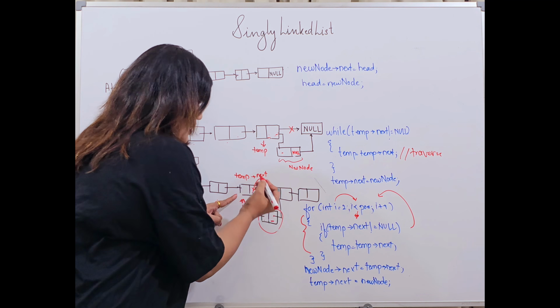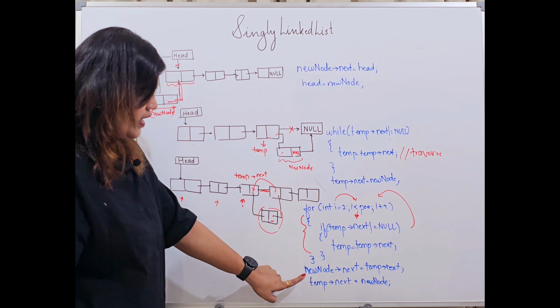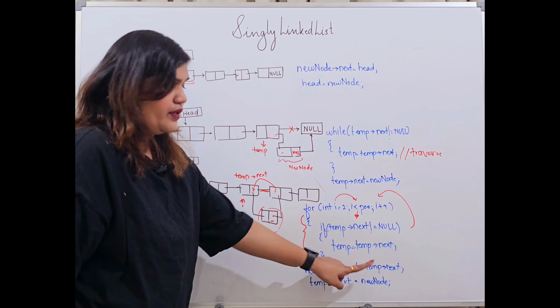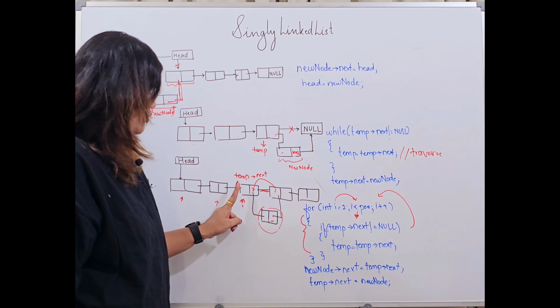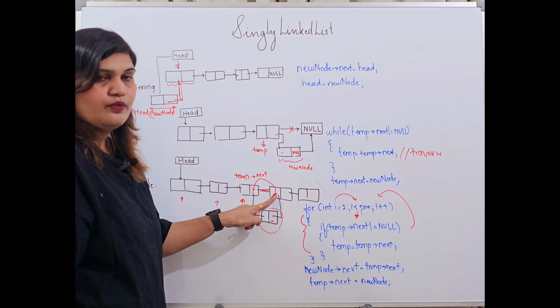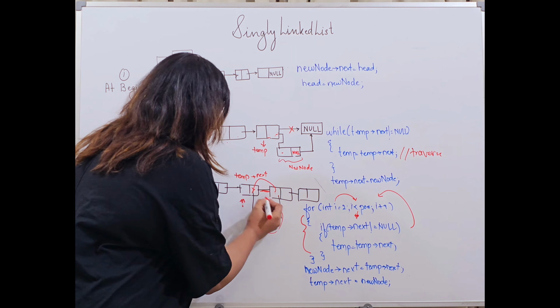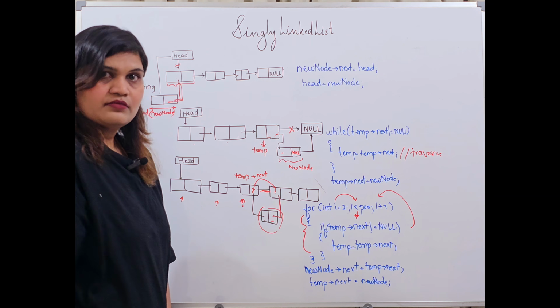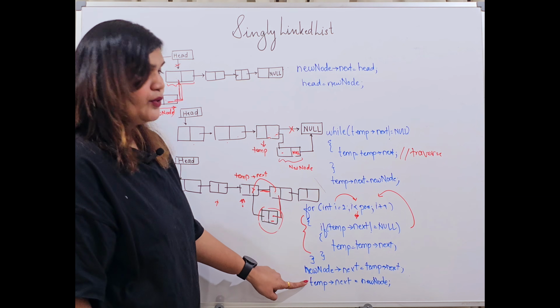So what I'll do, I'll pick this value and put it here. So that is what happens over here. New node next is equal to temp next. Temp next has this value. So this connection is established. Clear?